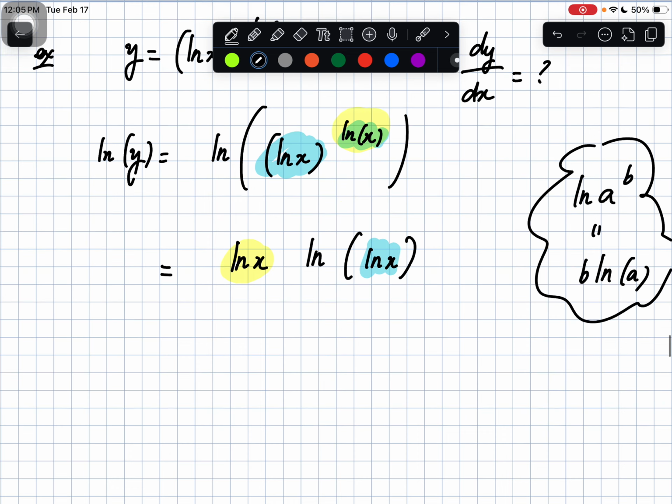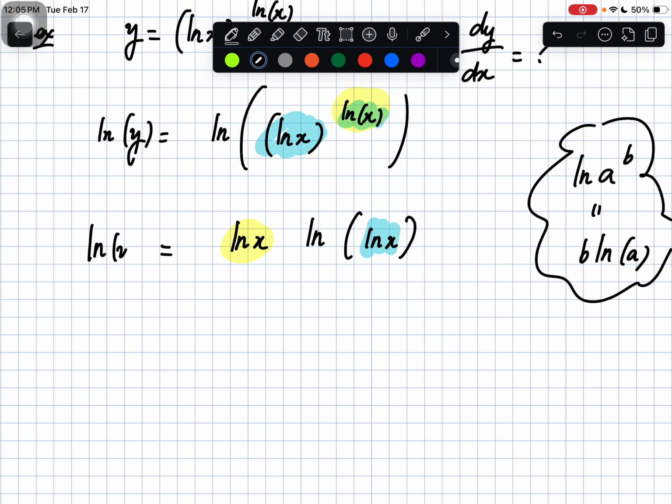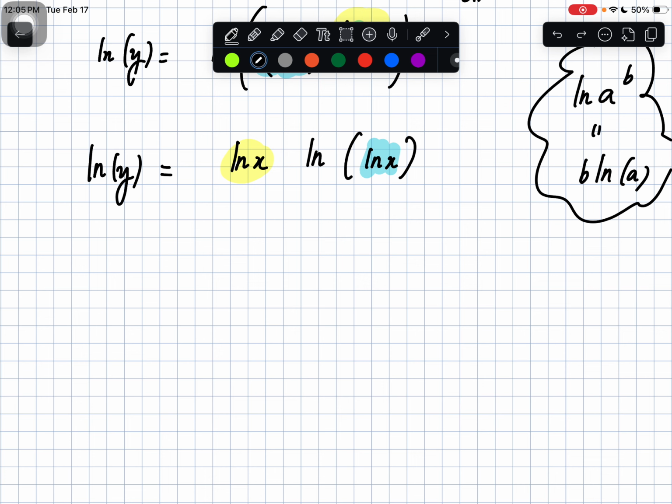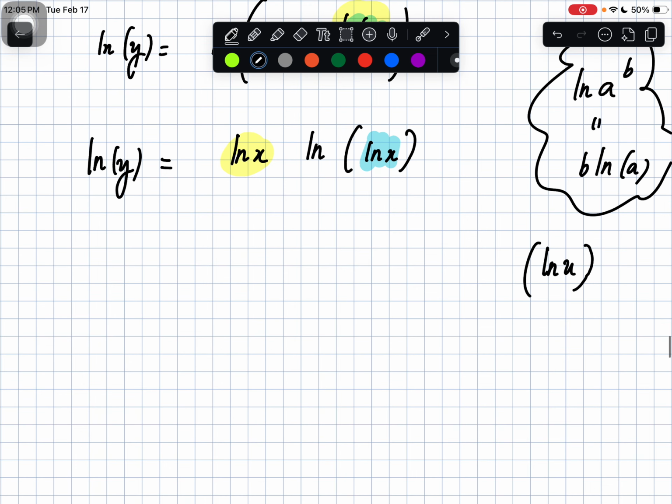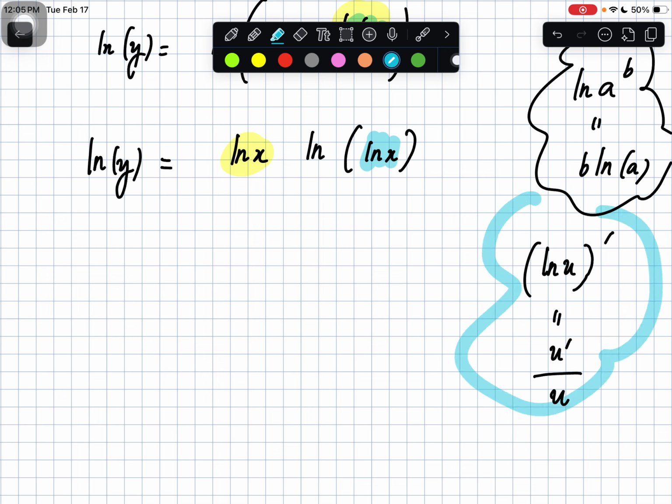Now this one is equal to ln y. You can take derivatives of both sides. We call that ln u, prime over u. So thus we use this here: y prime over y for the left.